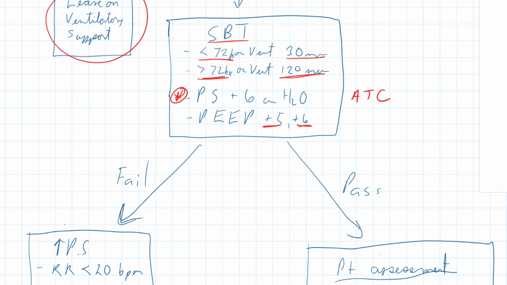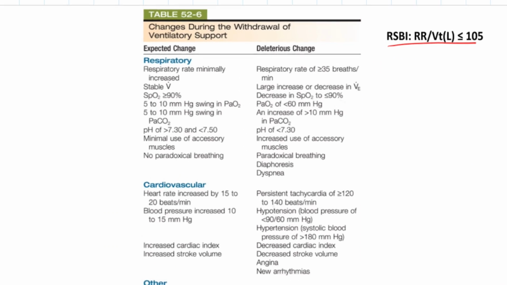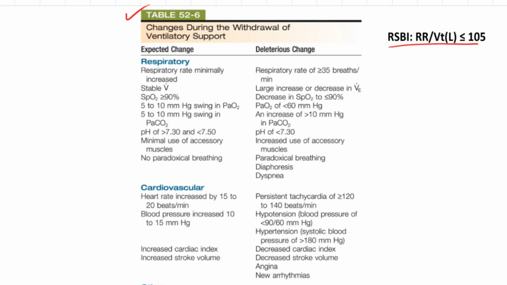All right, and our goal now is to decide, do they pass their spontaneous breathing trial or do they fail it? And what are the details to tell us if that's happening or not? And I'm going to refer you back to Egan's again. All right, table 52.6. All right, if their respiratory rate suddenly goes high, then we should probably discontinue that spontaneous breathing trial. But if it's maintained at a relatively normal level, with minimal increase, that we don't see a huge increase in work of breathing. If we do, we're going to discontinue our breathing trial.